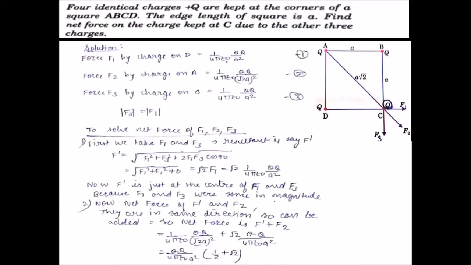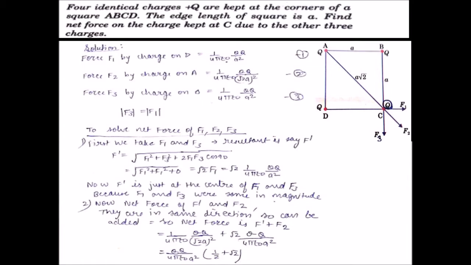In this sheet we are going to solve a question using the superposition principle. The question is: four identical charges Q are kept at the four corners A, B, C, D of a square. The side of the square is given as a. Now we are interested in calculating the net force on the charge at C. This charge is circled in the diagram.